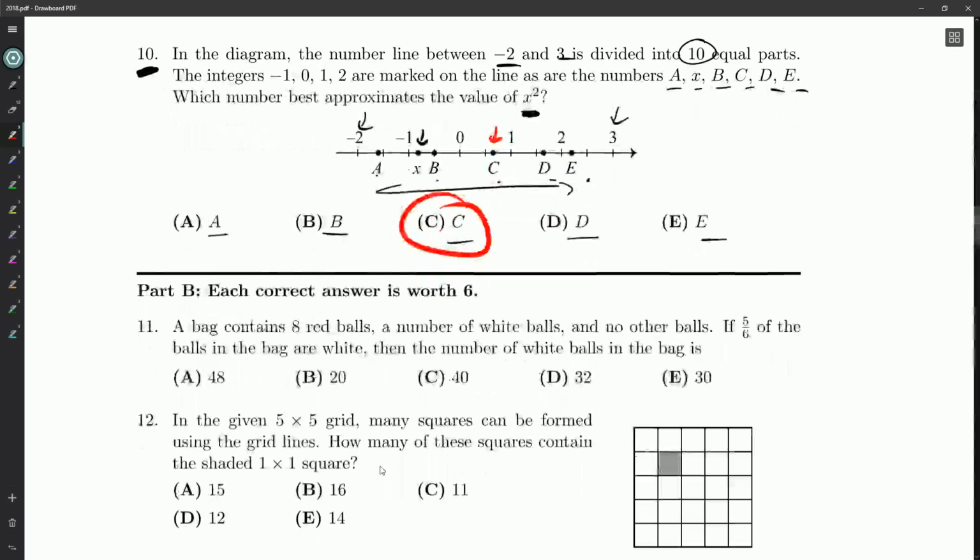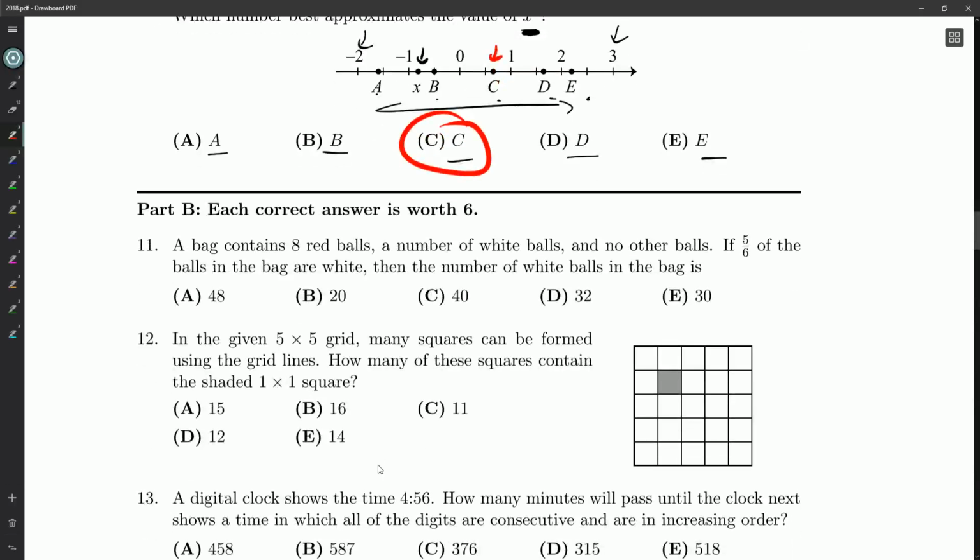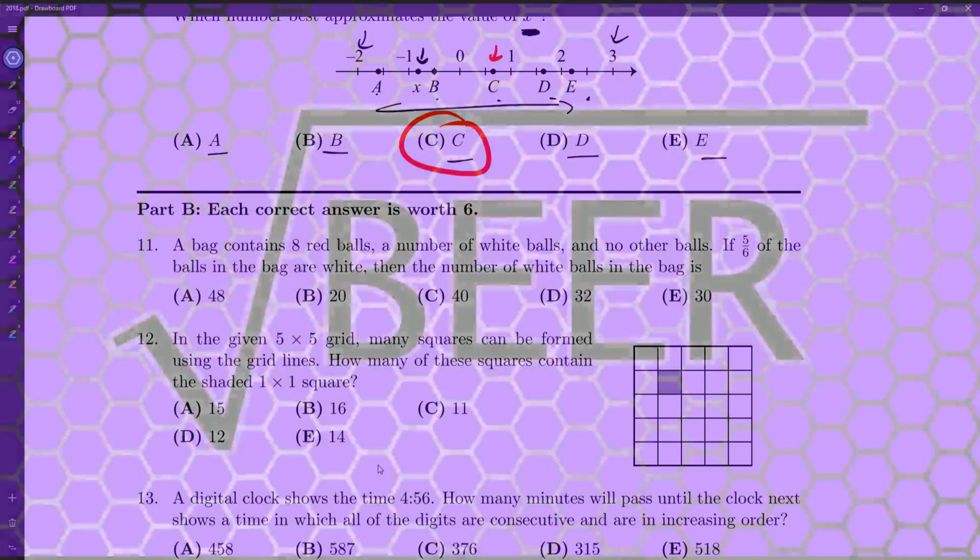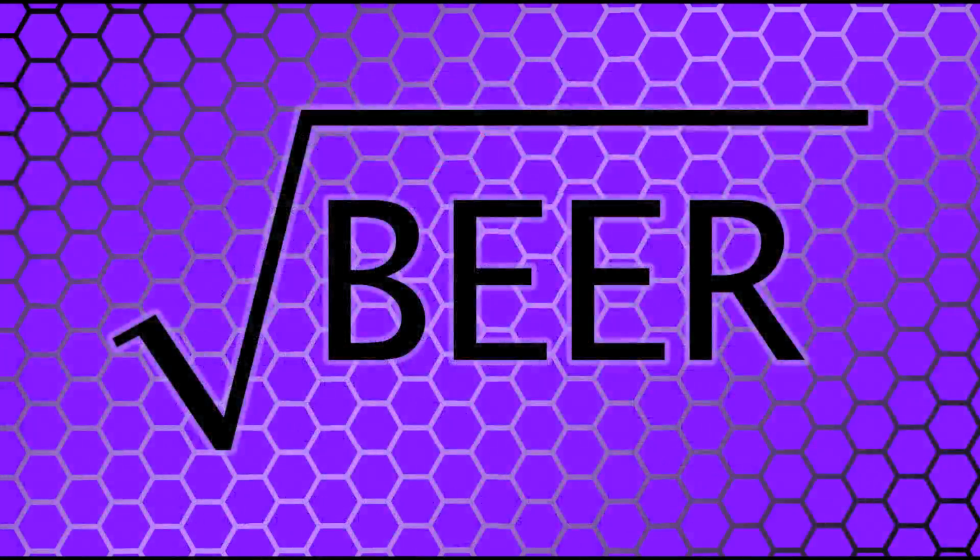And we'll move right along to question number 11, the first question in part B, worth a little bit more, so we expect to have to do just a little bit more work. And we'll find out exactly how much work in the next video.